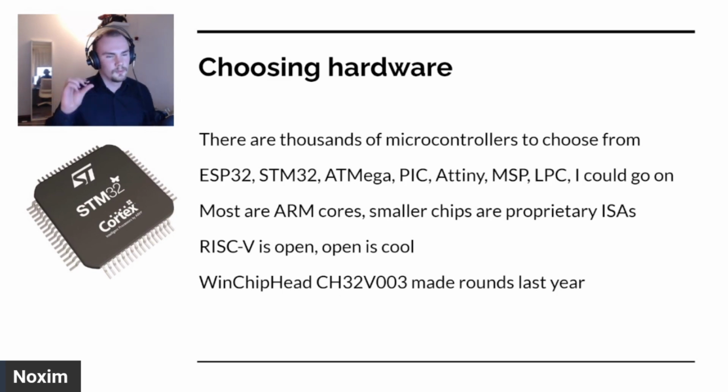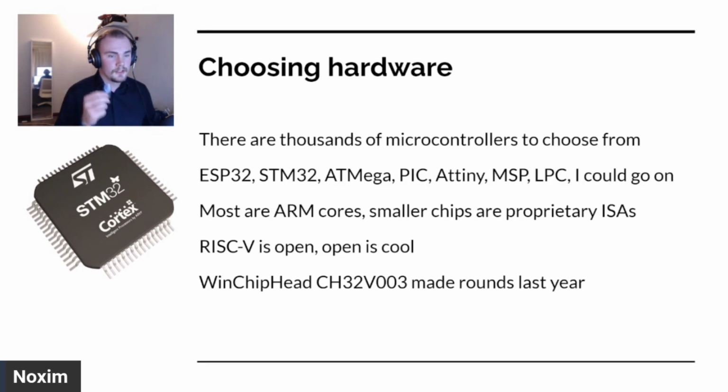And then some of the smaller chips, for example the ATtiny, which is a really small chip, use a less common instruction set architecture, which makes running Rust a little bit trickier. There are some forks that support ATtinys, but it's not official support.